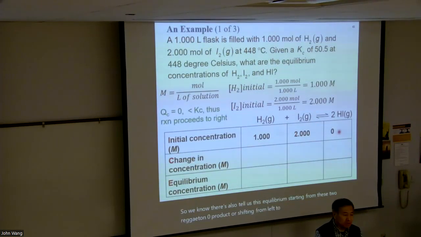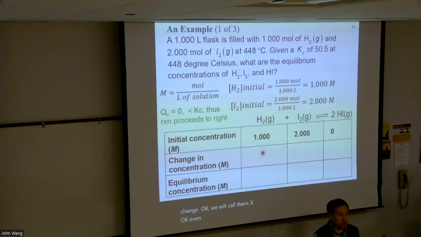What is the sign for the change? We don't know the change. We have no way to find out the number for the change. We will call it x. Then we decide what the signs are. Are they negative or are they positive? If the reaction is going from left to right, what is the sign here for these two reactants?